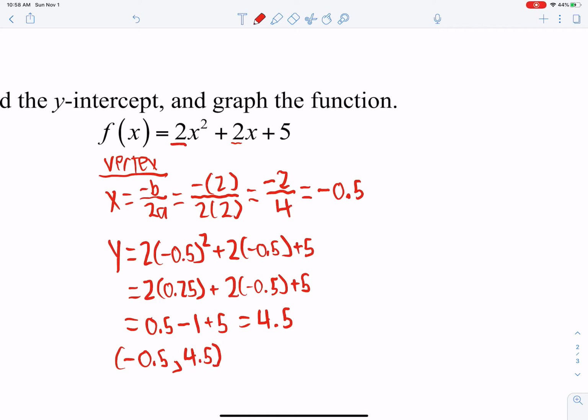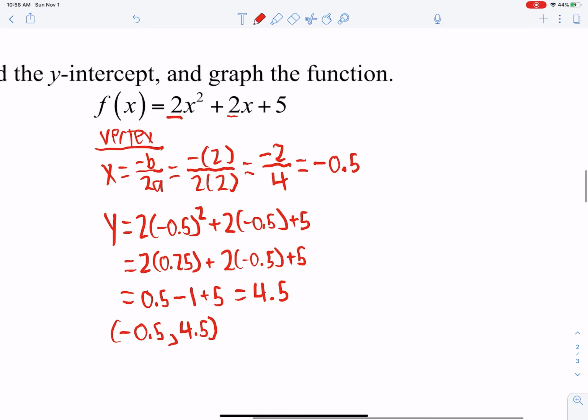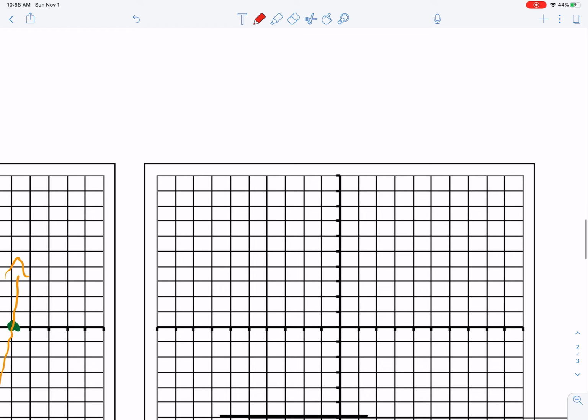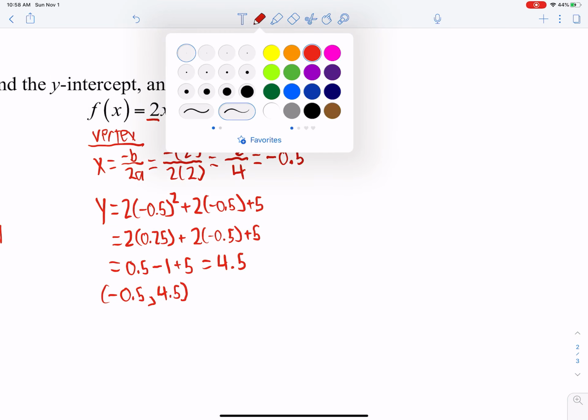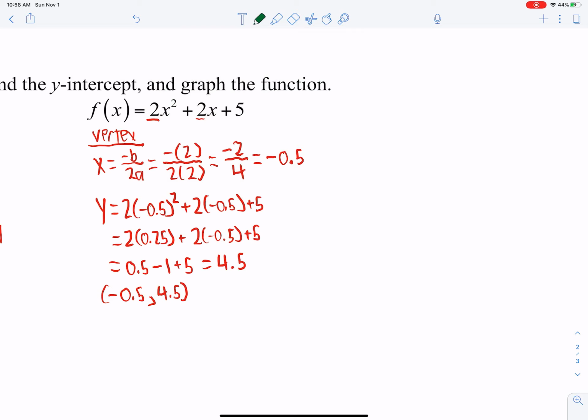Let's go ahead and put that on our graph. It's going to be half a space to the left for x and up 4.5 spaces. So if we go from the origin half a spot to the left and then up 1, 2, 3, 4.5 spaces, our vertex on this graph ends up right in the middle of that box there. Half a spot to the left, up 4.5 spots. All right. Now let's do the next step, finding the x-intercepts.